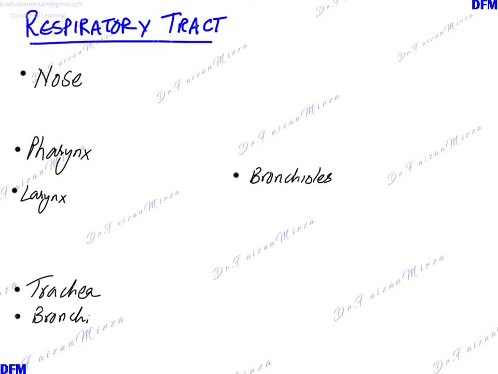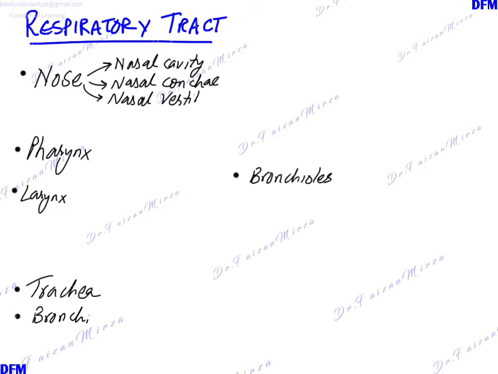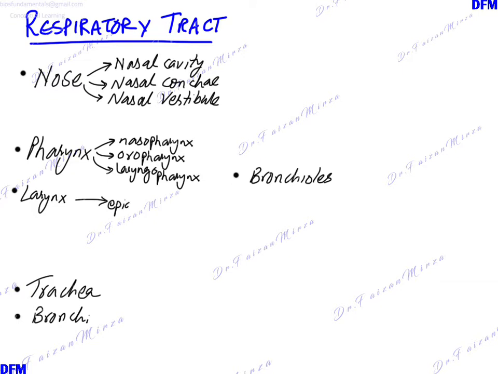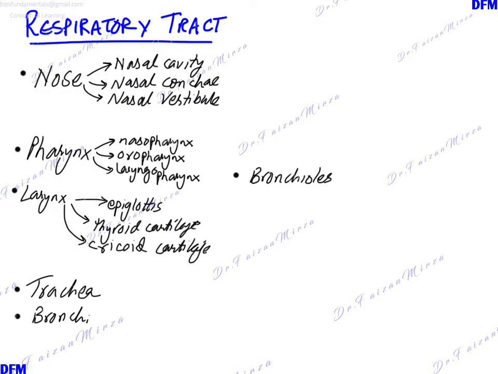Initially, let's discuss the anatomical parts of these respiratory tract passageways. Nose. The nose has the nasal cavity followed by nasal conchae, and then you have the nasal vestibule. These are the main parts of the nose. The pharynx has three main regions: the nasopharynx, oropharynx, and laryngopharynx, depending on which part of your body the pharynx is in close proximity to. The larynx has these parts, which include the epiglottis, thyroid and cricoid cartilage. There are two cartilages here, the cricoid cartilage and the thyroid cartilage, and then you have vocal folds.